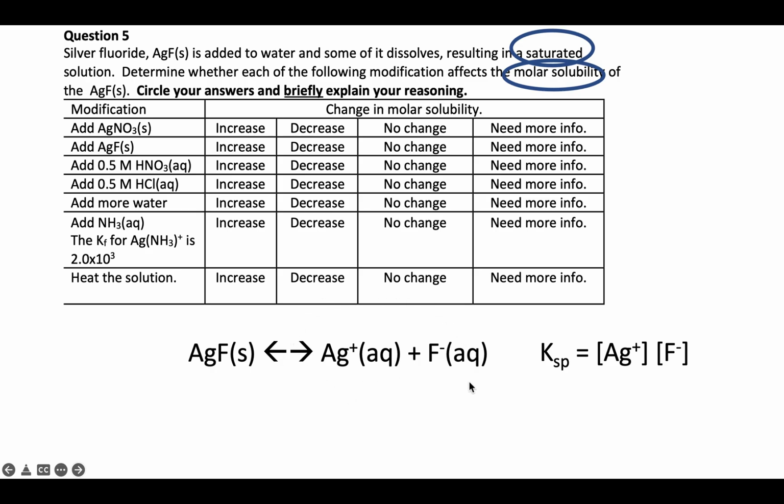If we look at the different modifications, in this first one, if I'm adding more silver ions, it's a common ion. I'm going to shift the equilibrium to the left, and I'm going to decrease the molar solubility. If I add more solid AgF, it's already a saturated solution. If I add more solid to it, that solid just sits at the bottom. I haven't changed the molar solubility at all.